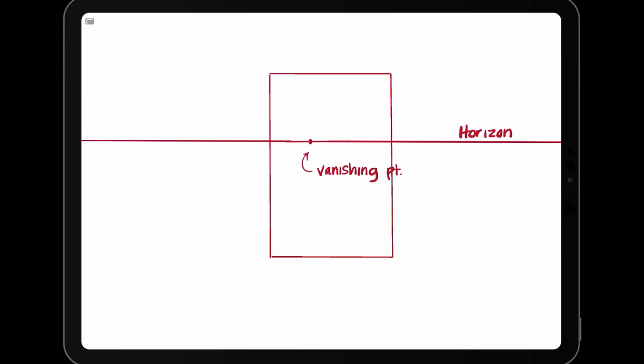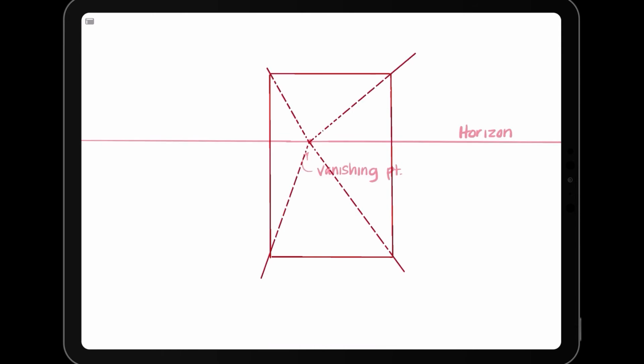After that, draw guidelines from the corners of your box to your vanishing point. These are perspective lines, and they're also our guide to visualizing different dimensions. You want to indicate where the back of your object ends, and then you want to make sure that you draw the remaining sides and connect the points where the lines intersect.